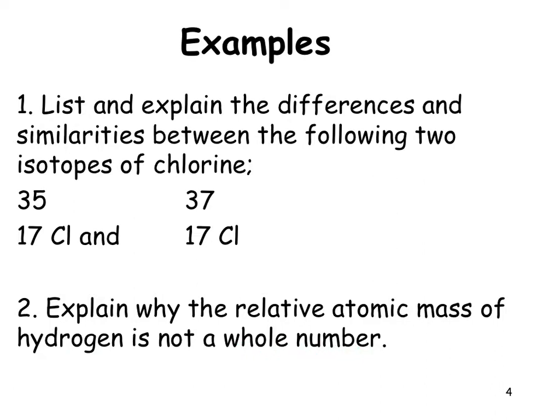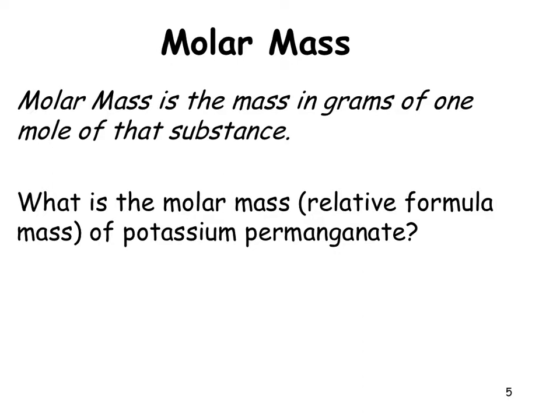Explain why the relative atomic mass of hydrogen is not a whole number. It is because there are 3 different isotopes of hydrogen. There's hydrogen-1, which is called protium, hydrogen-2, which is called deuterium, hydrogen-3, which is called tritium, and when you take an average of all of those atomic masses, you find that you get 1,00 something. I think it's 1,008.